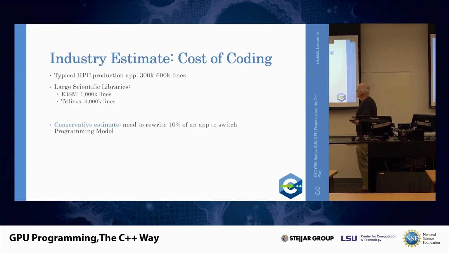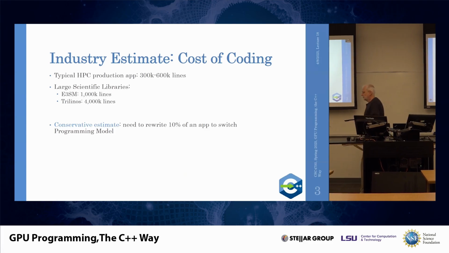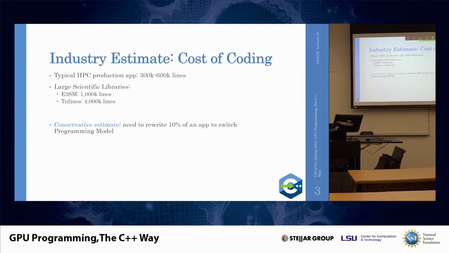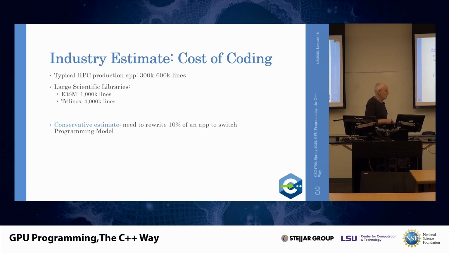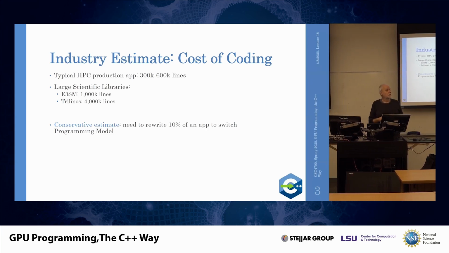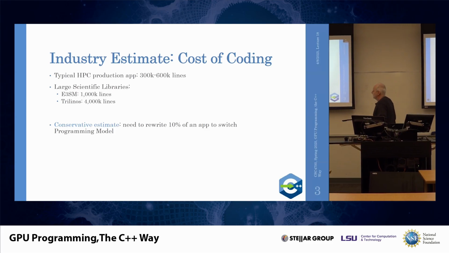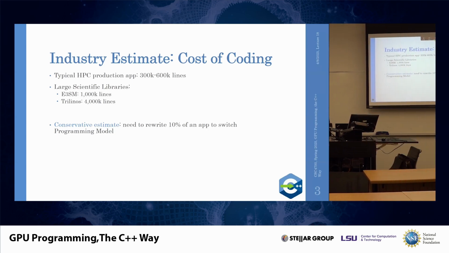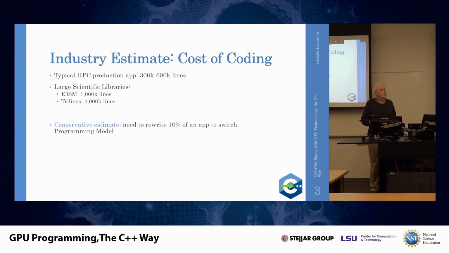Just to do some analysis, let's assume a typical HPC production application has around 500,000 lines of code. But that's by no means the limit. There are very large libraries like Trilinos or the E3SM libraries that go into the millions of lines of code. And those are just libraries that are being used by the applications. The general assessment is that in order to move an application from one programming model to another, from OpenMP to CUDA, or from CUDA to HIP, or anything like that, you have to rewrite about 10% of the application.